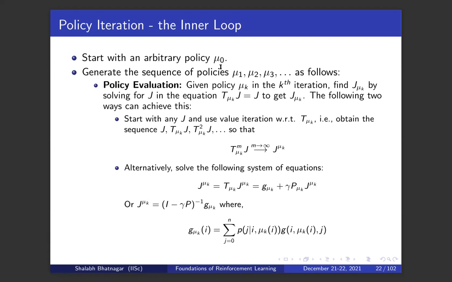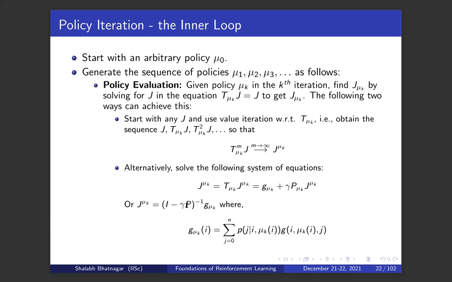So once you have selected an arbitrary policy, you get into this inner loop, where we actually solve for the given policy, find the corresponding value for that given policy. So once you have decided on mu0, you find what J mu0 would be by essentially doing a value iteration type of scheme inside. Or alternatively, one can see that you can directly compute this.